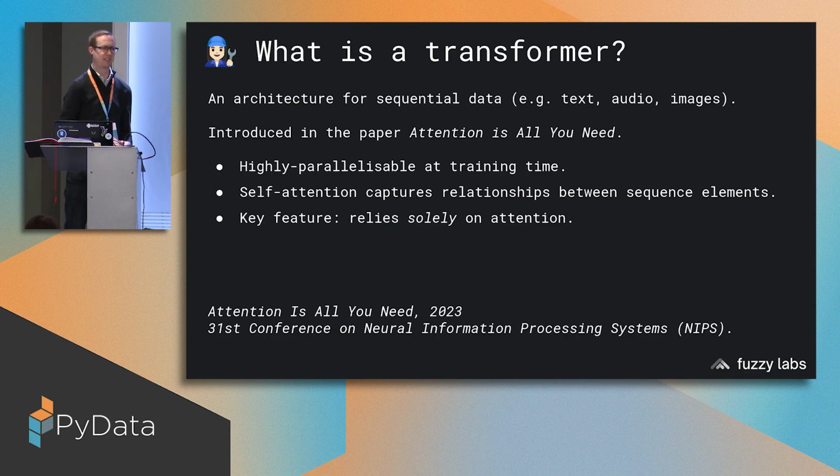Its notable features are that it's highly parallelizable at training time. So we're able to work on enormous amounts of data, and that's part of what led to the large language model revolution. The second feature is self-attention. Self-attention is this idea that we can capture the relationships between elements in our sequence. I'll say a little bit more about that in a second, but the key thing is that the transformer architecture relies solely on attention to do what it does.